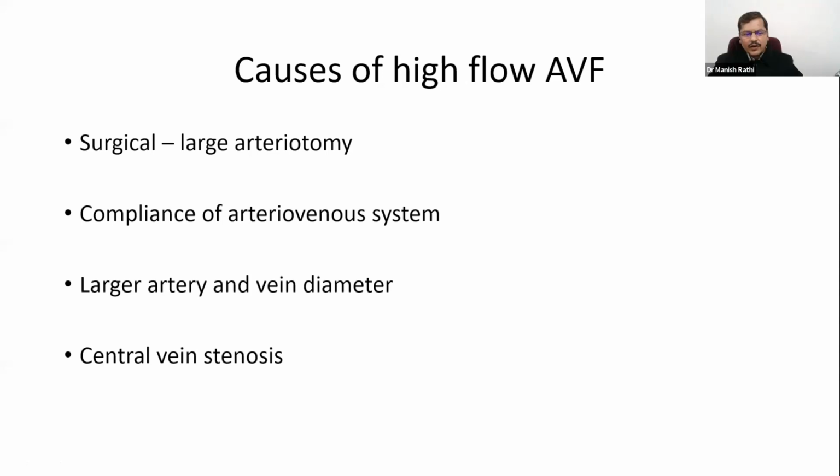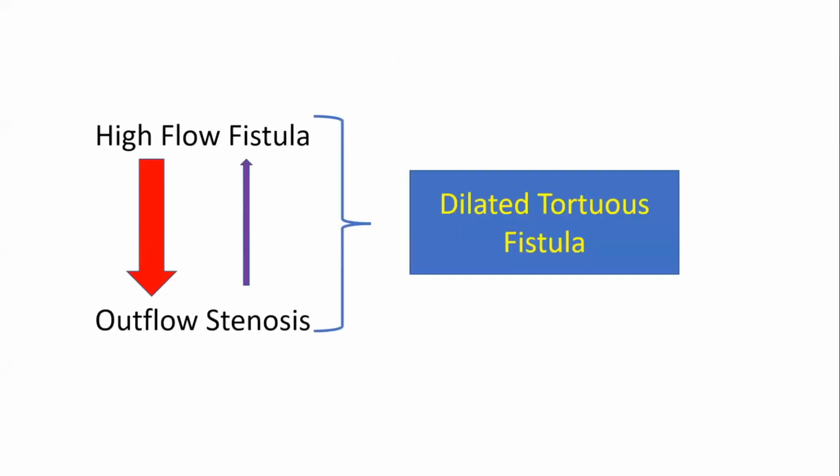And one of the common reasons is also, as I've said previously, if there is a distal stenosis in the arch or in the central vein, then it can give resistance, and because of resistance, at the anastomosis side there can be a dilated tortuous fistula, resulting in a high flow fistula. So both things become a vicious cycle. On one hand, you have an outflow stenosis, maybe in the arch or central vein, and on the other hand, there is a high flow fistula.